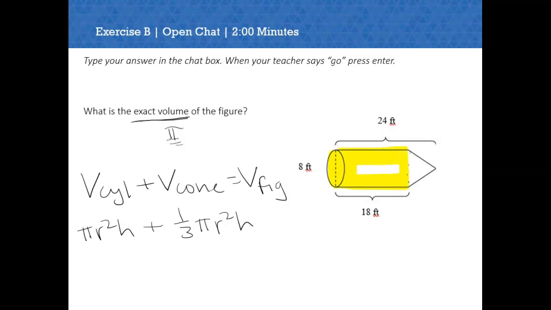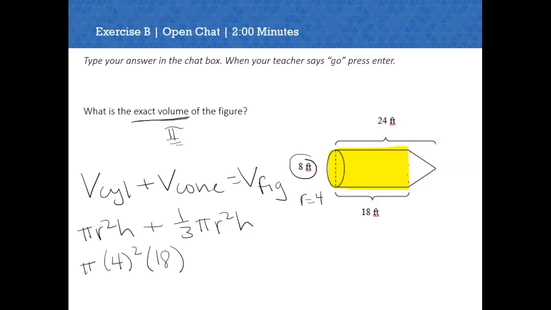So here is a cylinder. Pi r squared. So right here, 8 is the diameter. The radius is half of that. So 8 divided by 2 is 4. So pi r squared. The height of the cylinder is 18.